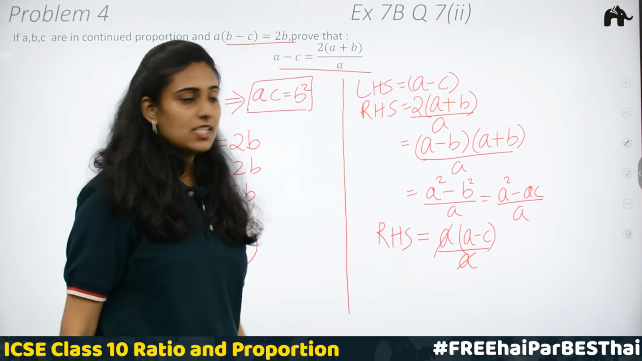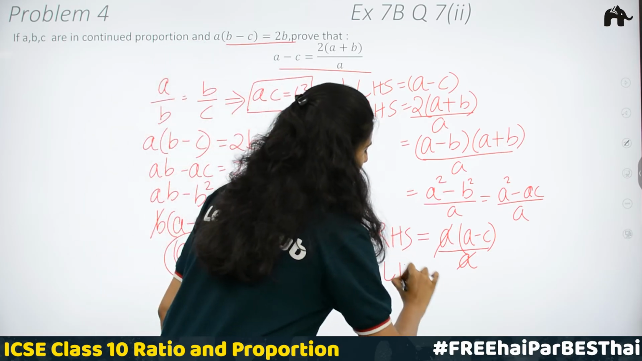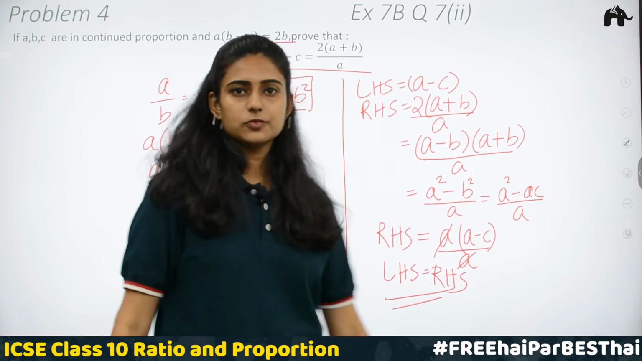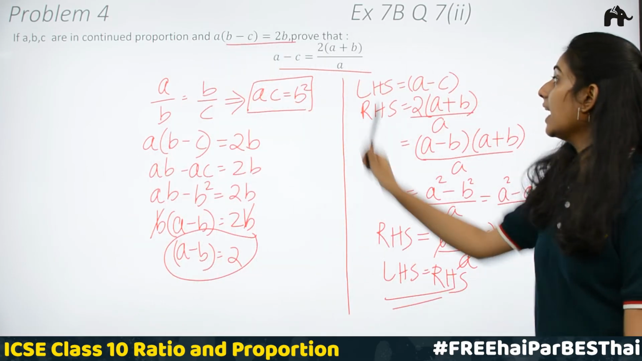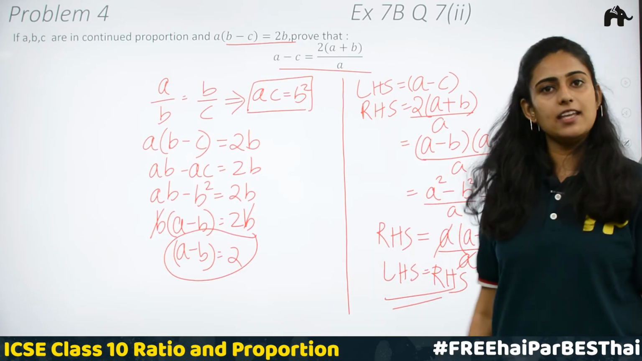LHS, we have A minus C. RHS is equal to A minus C. Therefore, LHS is equal to RHS. Hence, proved. We proved A minus C is equal to 2 into (A plus B) divided by A.